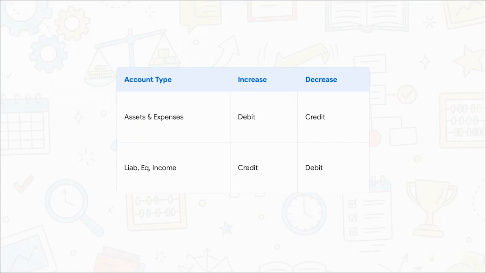Okay, so here's the complete matrix of debit and credit rules. Notice that very clear divide. Assets and expenses follow one logic. They increase with a debit and they decrease with a credit. Meanwhile, your liabilities, equity, and income, they do the exact opposite. They increase with a credit and decrease with a debit. That is your entire mechanical rulebook right there in one simple table.